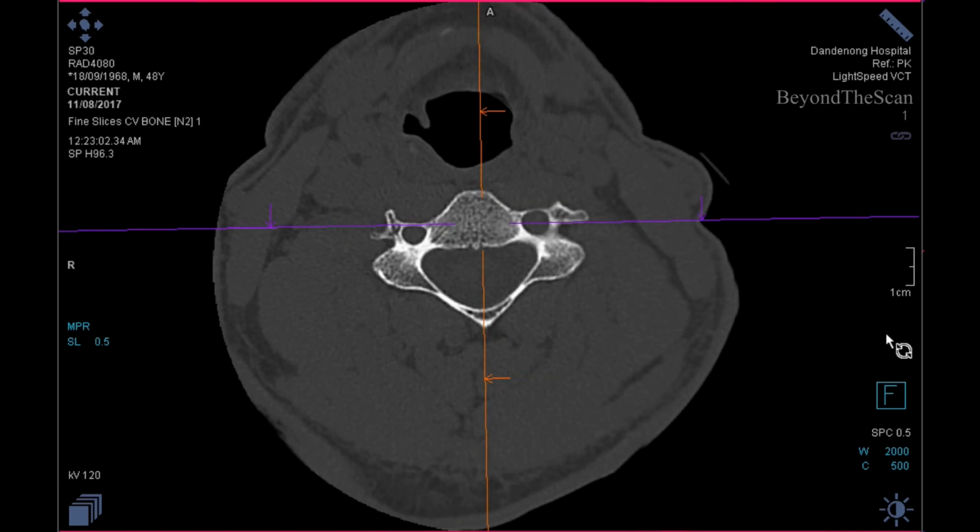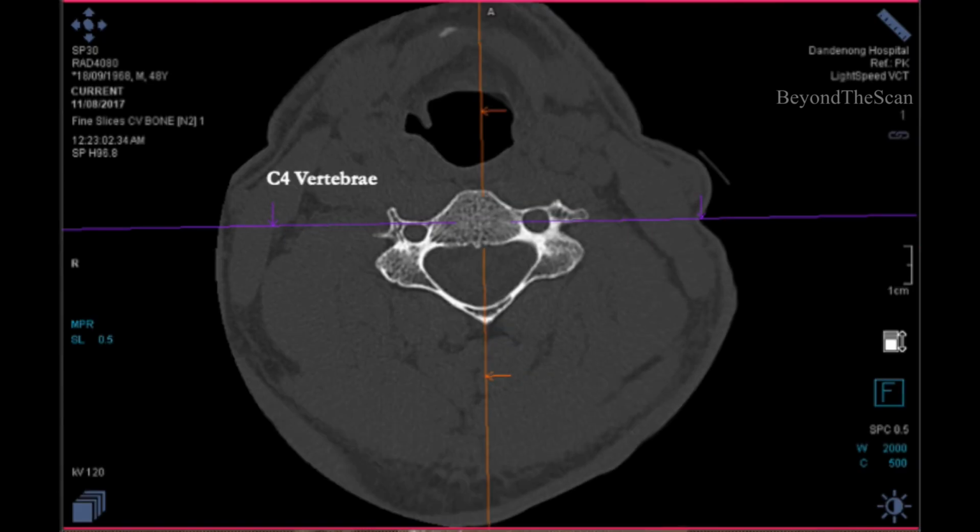Moving on to the axial plane, now starting at the C4, which is a typical cervical vertebra, we can see the vertebral body, the transverse processes with their transverse foramen which contain vertebral arteries and veins.